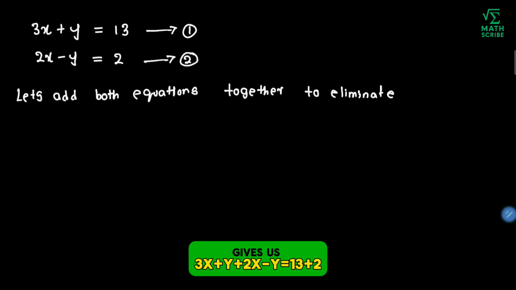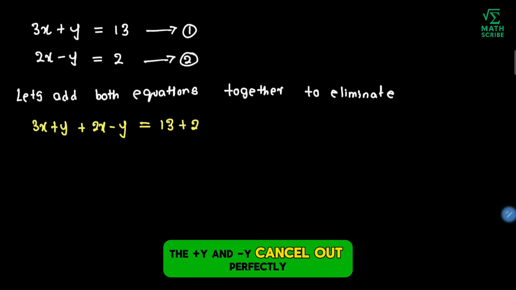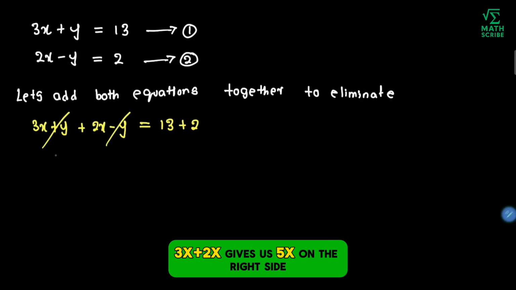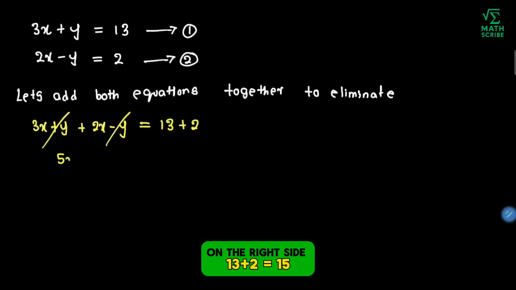Combining the equations gives us 3x plus y plus 2x minus y equals 13 plus 2. The positive y and negative y cancel out perfectly. Now combine like x terms. 3x plus 2x gives us 5x. On the right side, 13 plus 2 equals 15. So we are left with 5x equals 15.